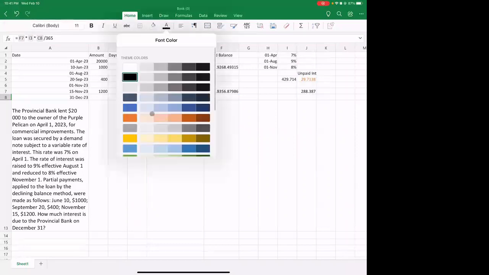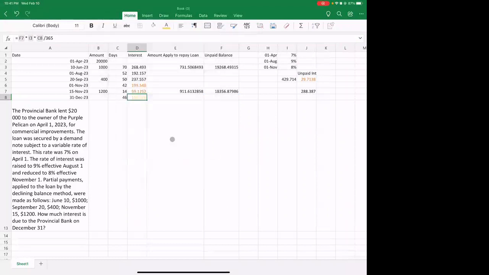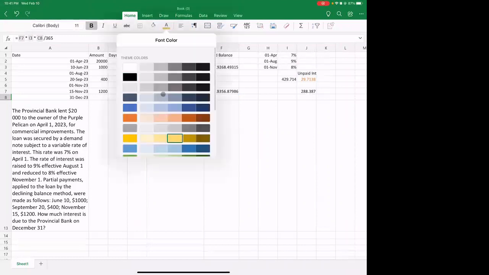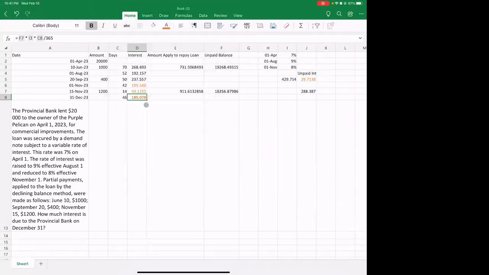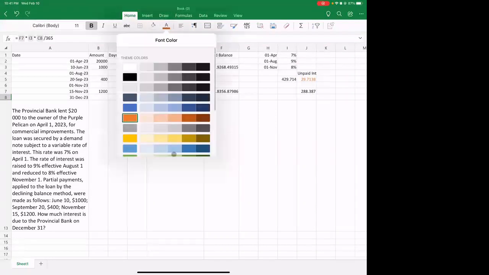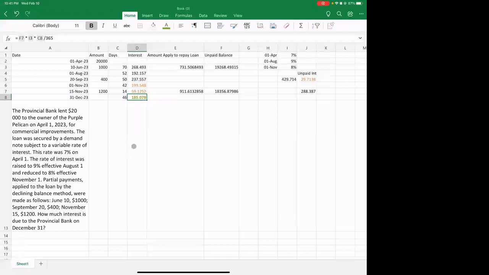I'm going to try to change a different color. Maybe green.